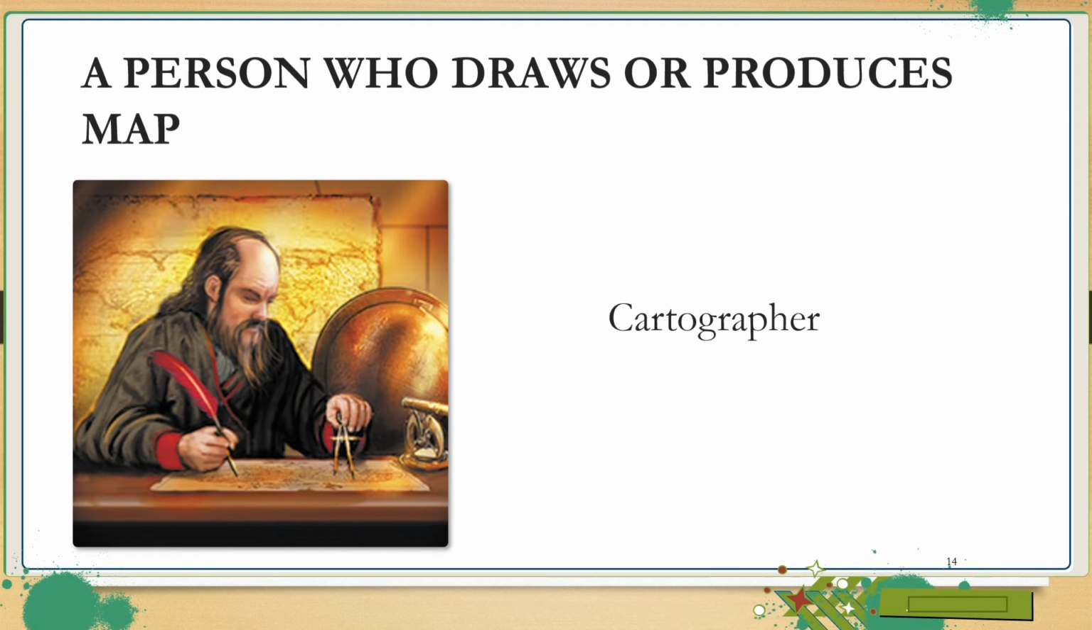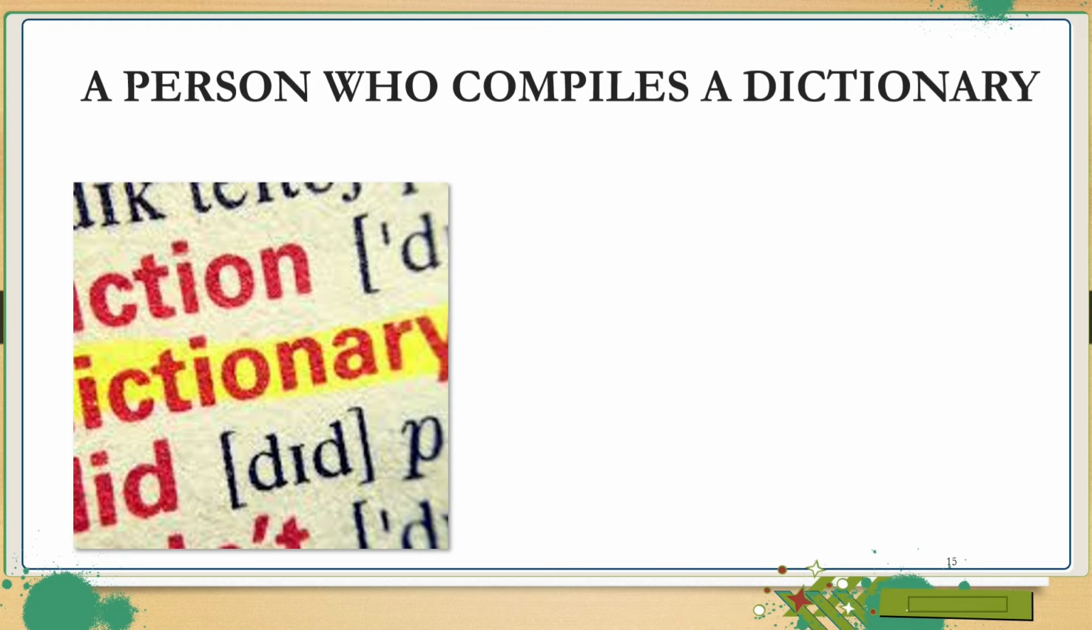Okay, next one, a person who compiles a dictionary. Now that person is called a lexicographer. So next time if you want to say that person over there is the one who compiles a dictionary, then instead of using all these words, you can simply mention that person is a lexicographer.